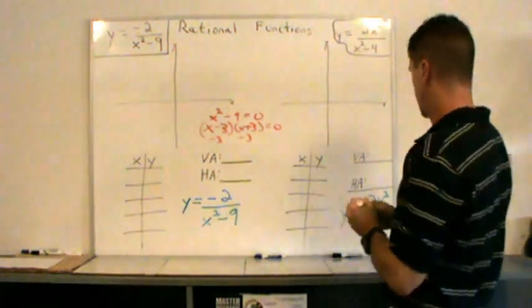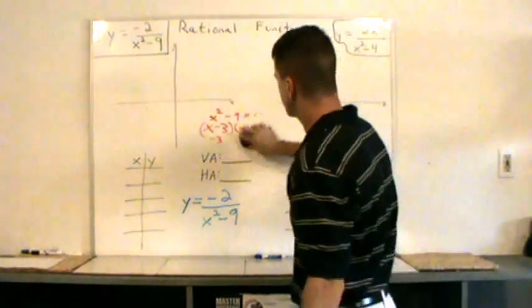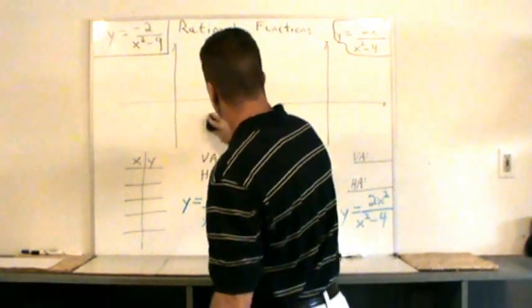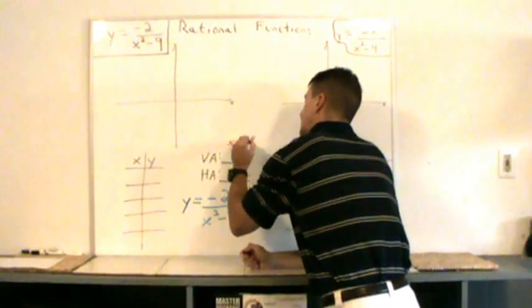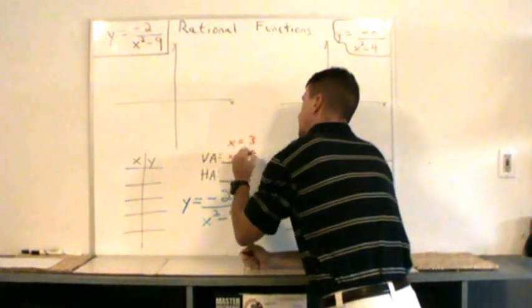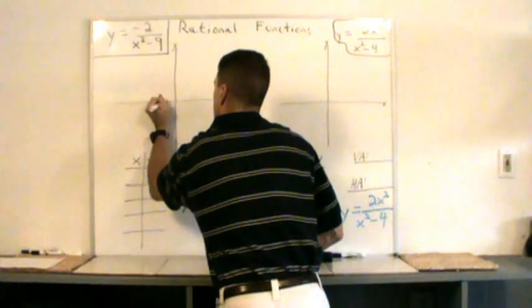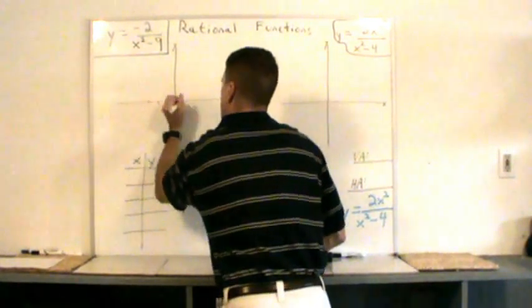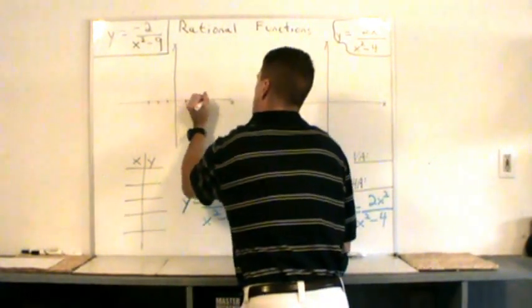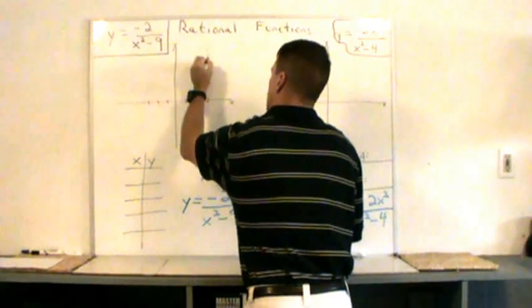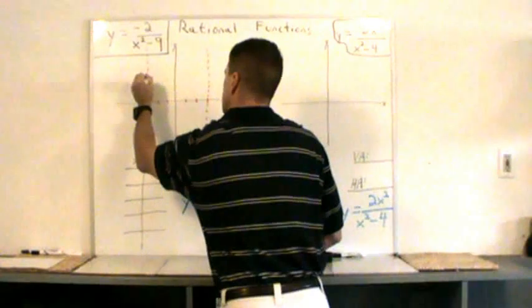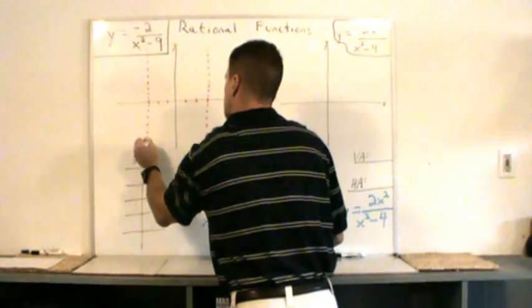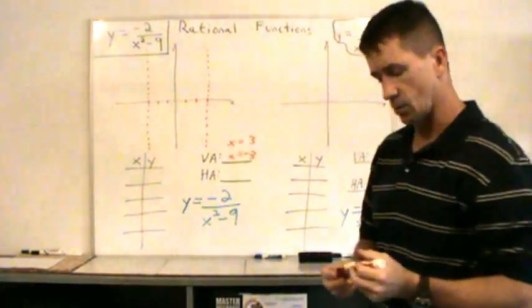And I'm going to label them here. I'm going to erase this so I have enough room to make the sketch. x equal to 3 and x equal to -3. I'm going to go on this graph: 1, 2, 3, 1, 2, 3. And I'm going to draw dotted lines to represent my vertical asymptotes, because the graph isn't going to exist there.